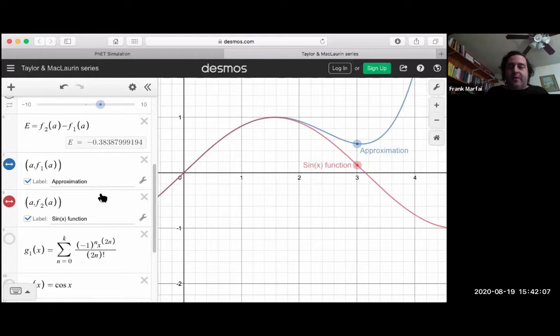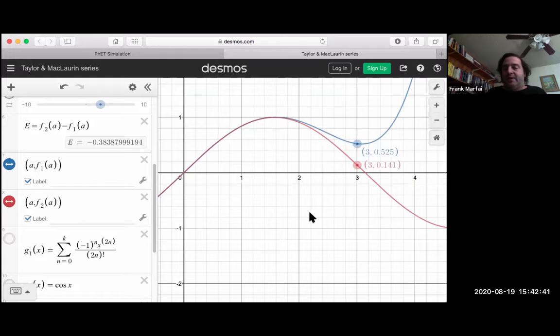Over here now we have the approximation, and you can also have it label just the point. If I take this off and click on the dot, label, it will tell you that at 3 radians, the approximation is 0.525, yet the actual value of the sine function is 0.141.